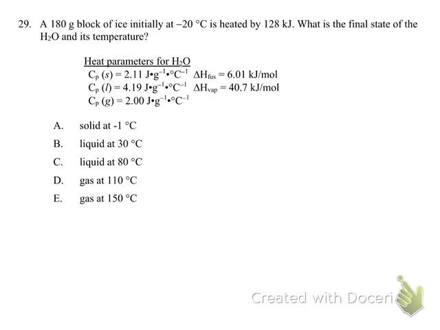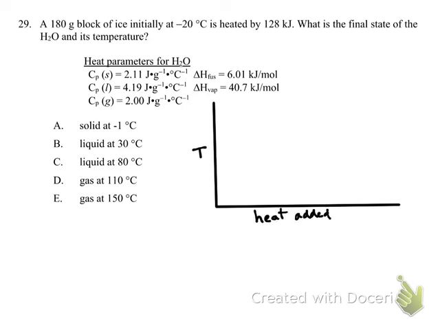This next problem is a toughie. On this problem, we're going on a veritable adventure. We're taking 180 grams of solid ice at negative 20 degrees Celsius, and we're adding in some heat. Specifically 128 kilojoules, and we're seeing where we end up. So this is a good opportunity to remember what heating curves tell us. So let's draw out a heating curve here. We're going to plot temperature on the y-axis and heat added on the x-axis.